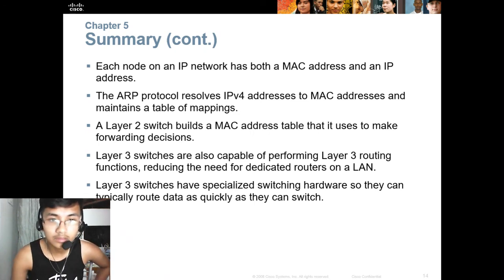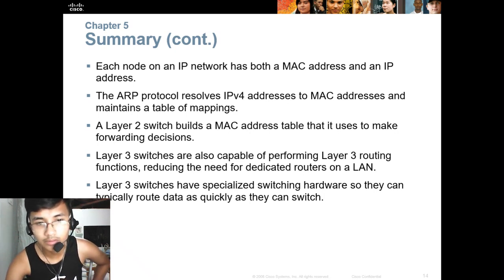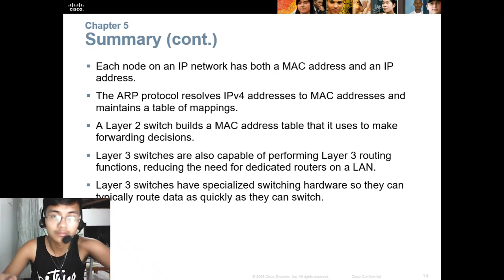Layer 3 switches are also capable of performing layer 3 routing functions, reducing the need for dedicated routers in the LAN. Layer 3 switches have specialized switching hardware so they can typically route as quickly as they can switch.